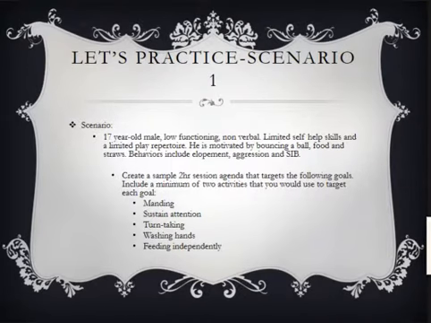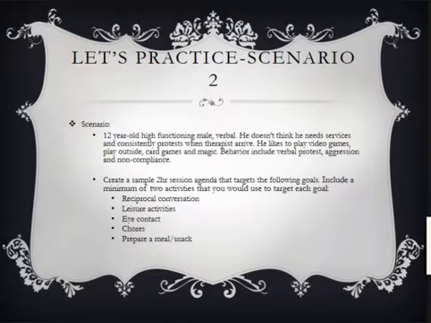No? Okay. So scenario 2 was a 12-year-old male who's verbal and he doesn't like us to be there. He likes to play video games, play outside, card games and magic, and he verbally protests, he's aggressive and non-compliant. So you guys needed to target reciprocal conversation, leisure activities, eye contact, chores, and preparing a meal. So what would you do?